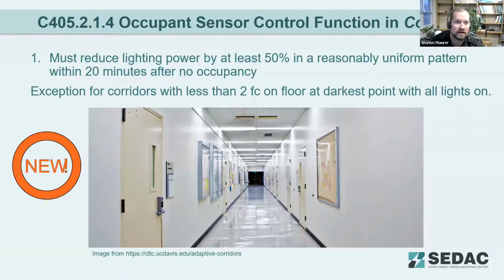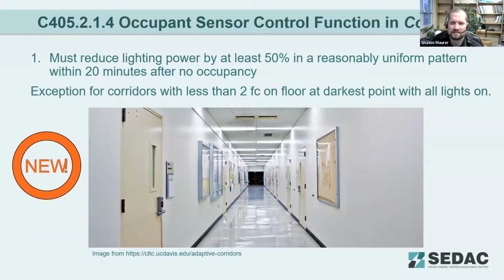For corridors, occupant sensor controls, this is a whole new section that's been added in. But unoccupied corridors must reduce lighting power by at least 50% in a reasonably uniform pattern within 20 minutes after the space is unoccupied. If your corridors are already dimly lit, you've got that 2-foot candle or less lighting intensity at the darkest point in your hallway with all the lights already on, then this occupant sensor control doesn't need to be complied with. But if you're brightly lighting your hallways, then this occupancy sensor control does need to be complied with.